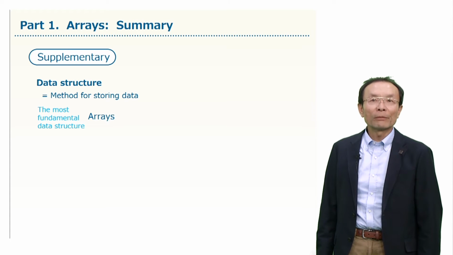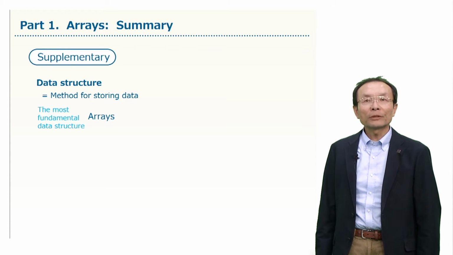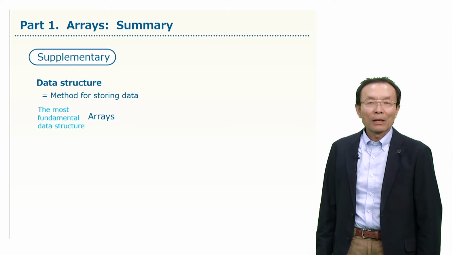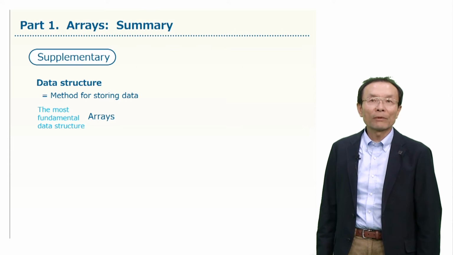I'd like to give one remark here. An object like an array is called a data structure. In general, the method for storing data is called a data structure. An array is actually the most fundamental data structure.